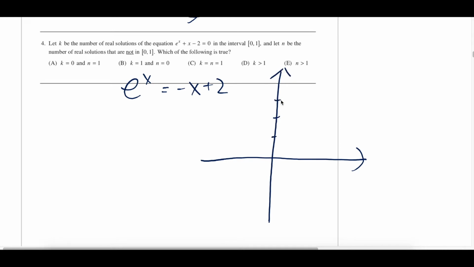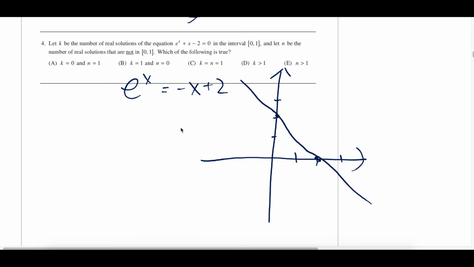1, 2, 3. 2, 3. And the right-hand side is negative x plus 2. So it's a straight line graph. It passes through (2, 0) and (0, 2), and the slope is negative 1.